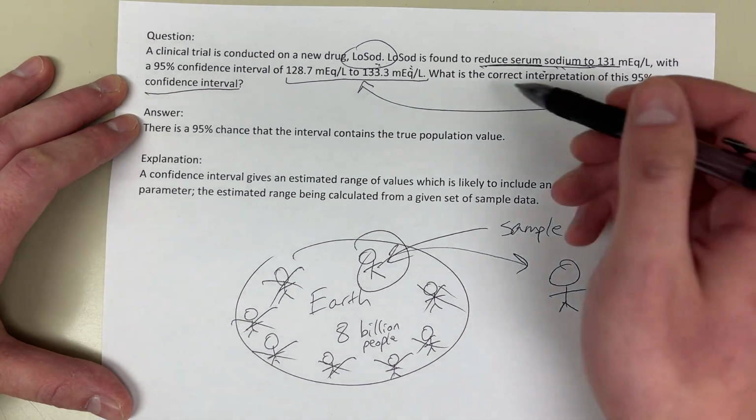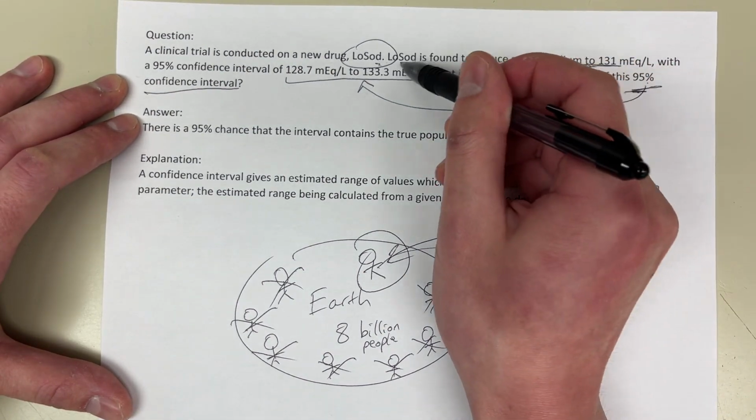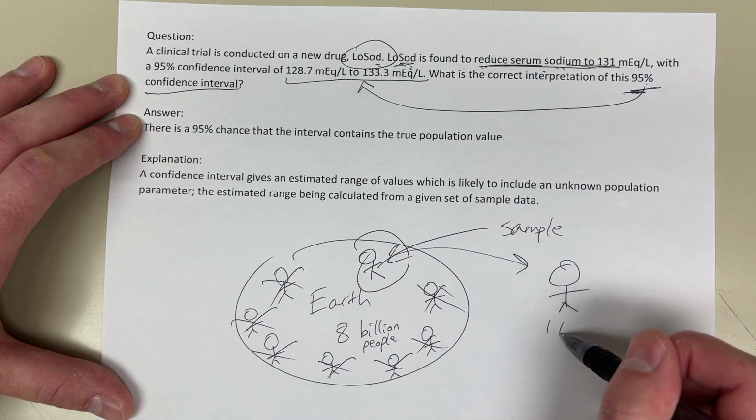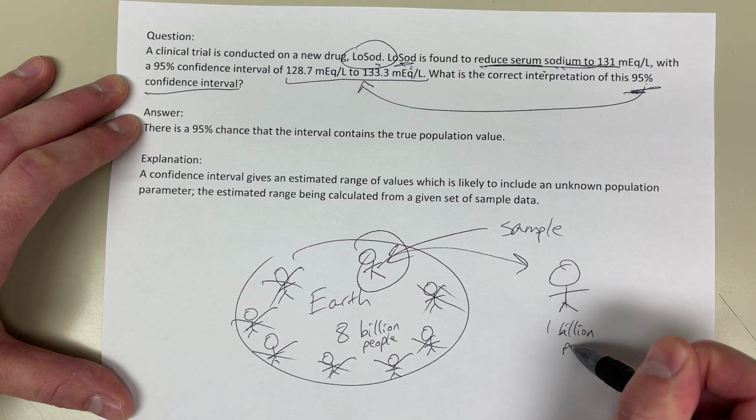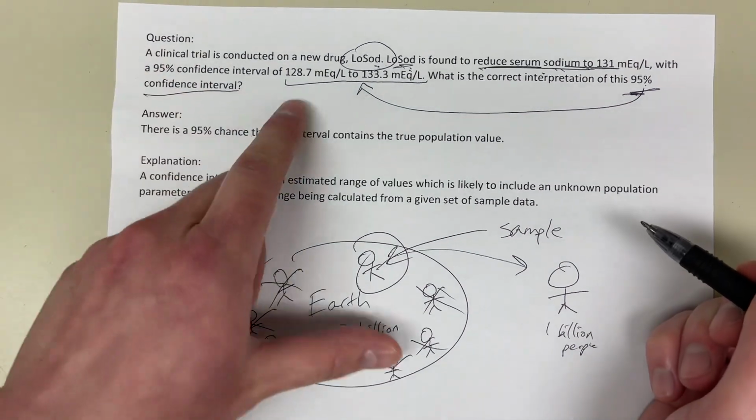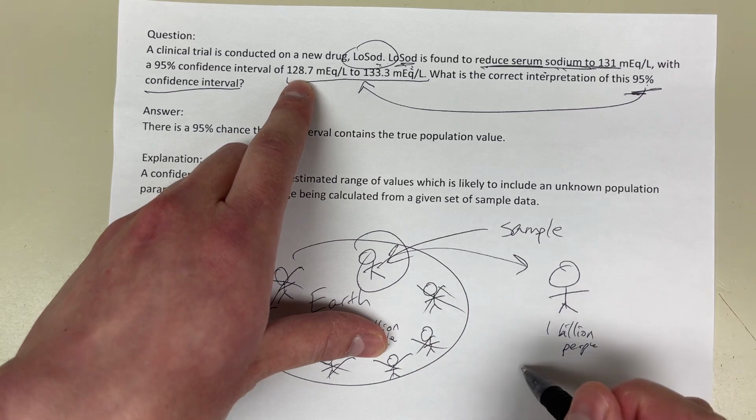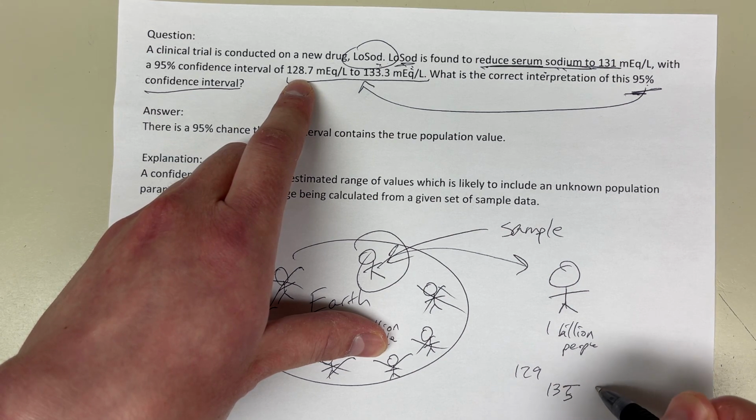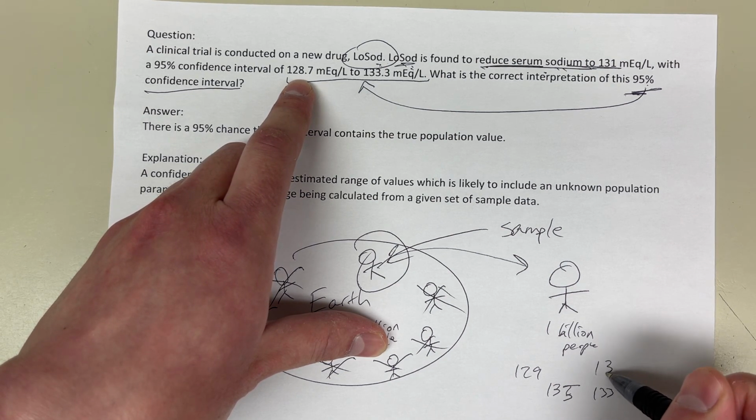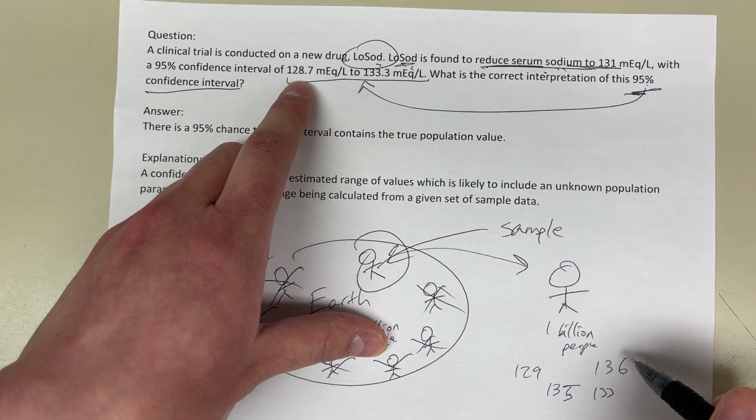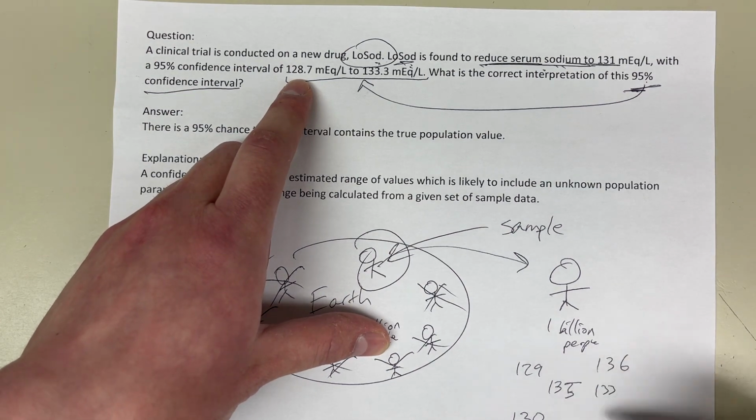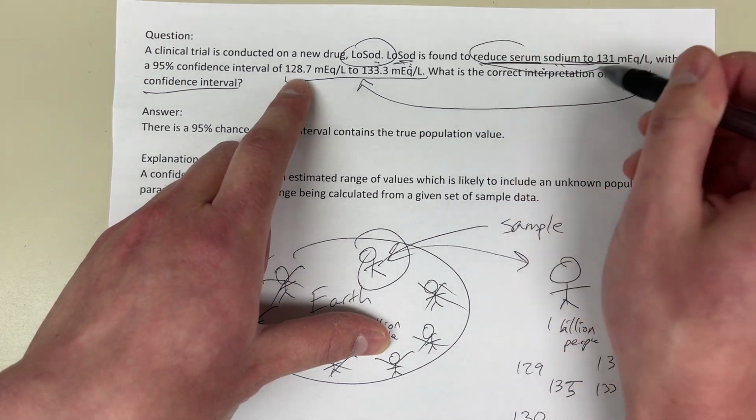These 1 billion people are given this drug, LoSod, and then they found that they got all these different values. They got 120, 129, 120, 135, 133. All these different sodium values. So there's a billion values of serum sodium.